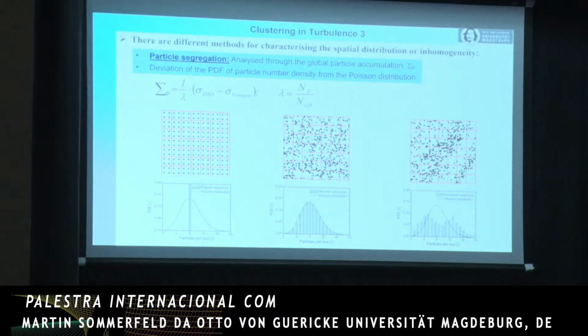And now you have this clustering. You see here, this is the distribution for particle number in the box, and this is for the Poisson distribution, and you see this difference is large. So what we expect is this value for small Stokes number is small, and increases.